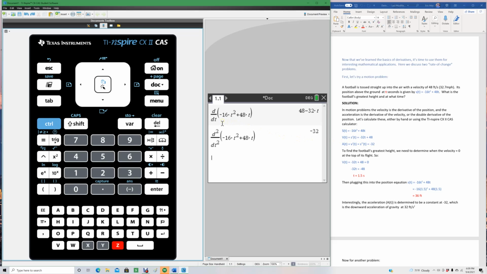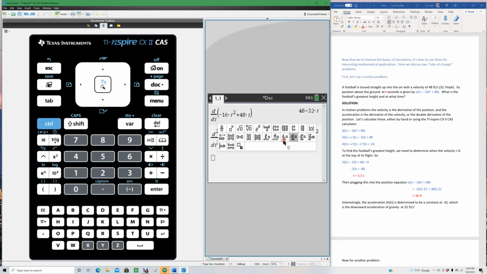You can see I have them listed right here. The derivative with respect to t of the function is 48 minus 32t, and the derivative of that, or the double derivative of the initial function, is just simply the constant minus 32. If you don't remember how to get these values, there's two ways to do it. One is to hit this button right here, and then click on the derivative.